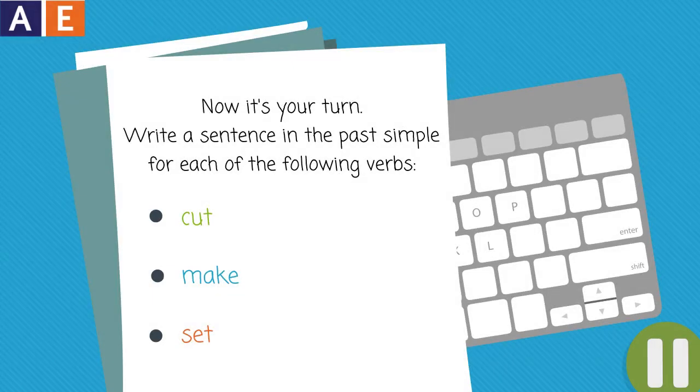Now it's your turn. Write a sentence in the past simple for each of the following verbs.